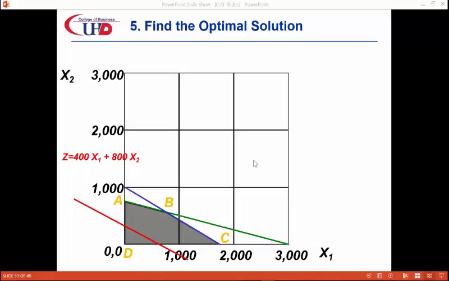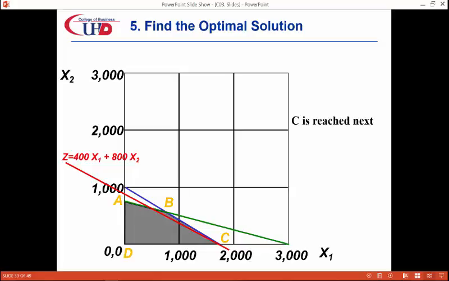For our example, let us put both the visible region and the ISO profit line in one graph. We need to move the ISO profit line upward as much as possible within the visible region. Now the corner point A is reached. Should we move the ISO profit line further? Yes, since there are still shaded areas ahead above the ISO profit line.